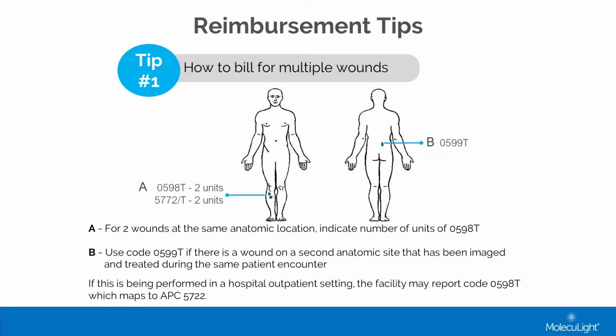So how do you bill? Well, we kind of already discussed the multiple units of the 0598T and the 0599T for the different locations. Just make sure that you are very accurate in what you're describing and what you're actually billing for. And you want to bill what you do.